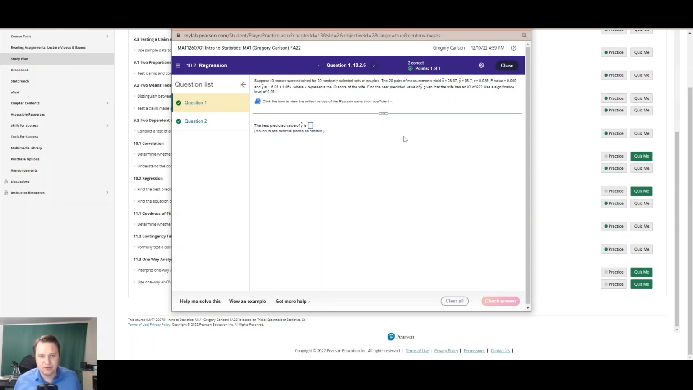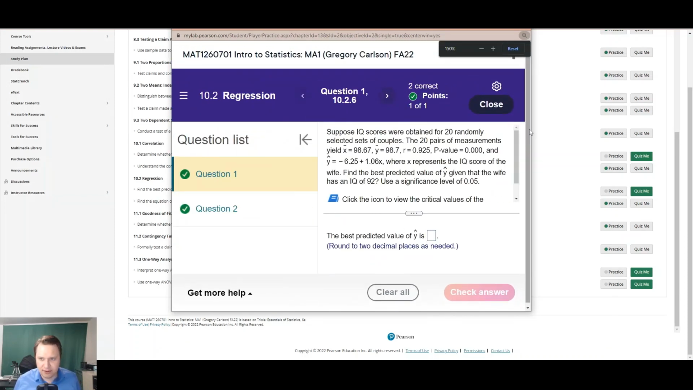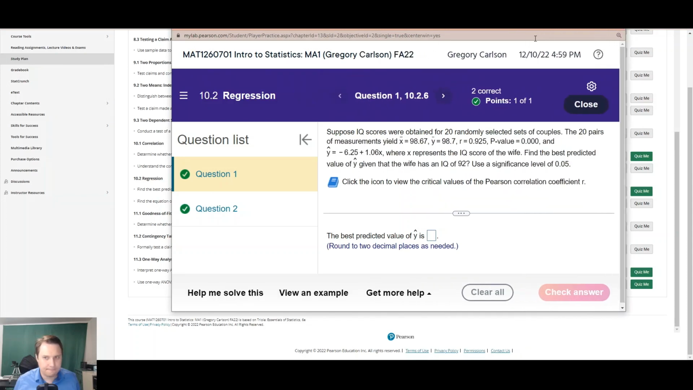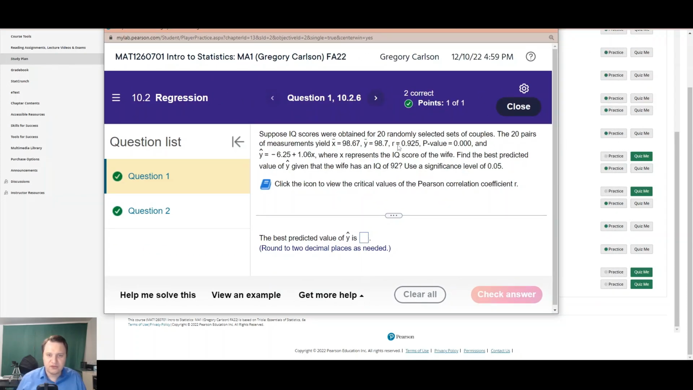Okay, so this is a regression one. I'm trying to make it a little bigger. So here we did IQ scores for 20 random couples, and maybe the question is, is there a connection between the IQ of couples? If one member of the relationship has a high IQ, maybe that means the other one has a high IQ. Or maybe it's the reverse. Maybe one has a high IQ and one has a low IQ. Or maybe, who knows, it's mixed all over the place. So that's what the question is asking.